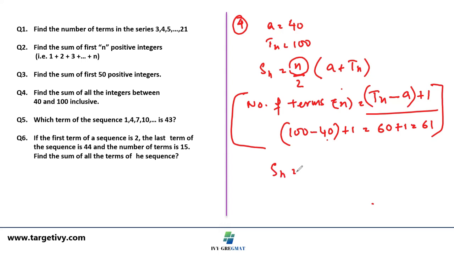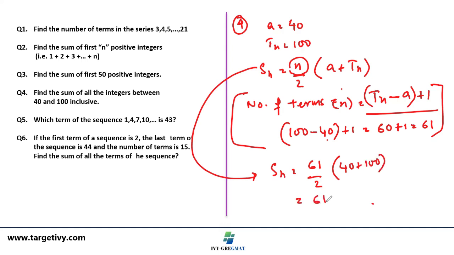Sn is equal to 61 by 2, with a being 40 plus 100, which is 61 by 2 multiplied by 140. This is 61 into 70. Well, let's go to the next one.